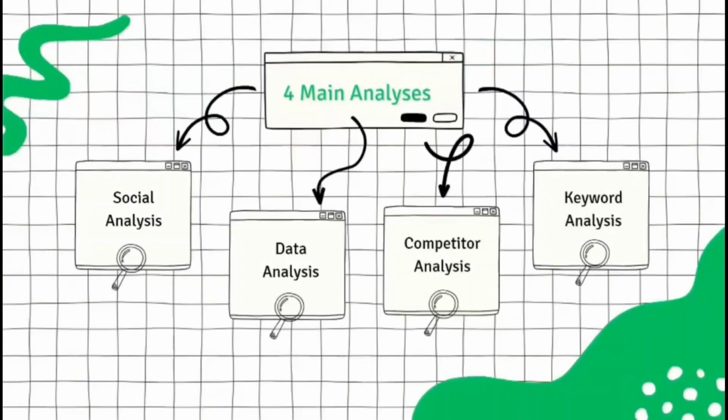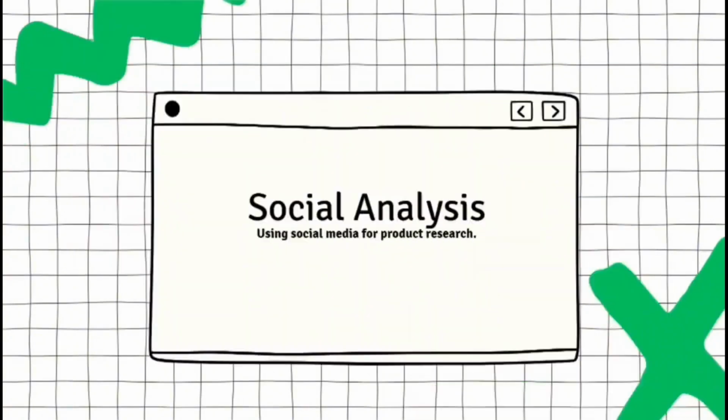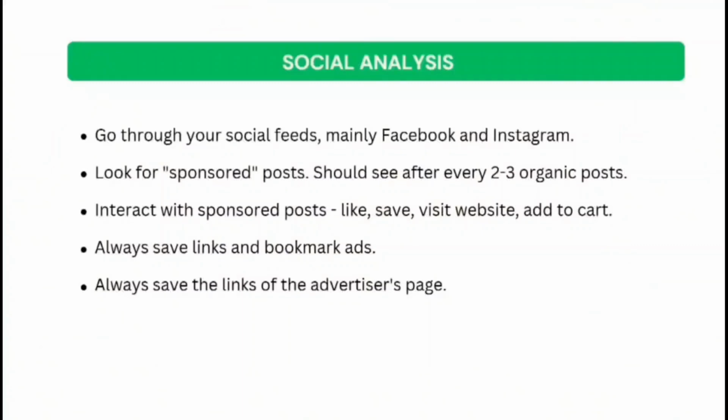So guys, now we'll look at four main types of analysis that will help you with product research. The first one is social analysis. For social analysis, you use social media like Instagram and Facebook. You can do product research from there, and if I tell you a simple way to do this, you should save the sponsored posts you see on your Facebook and Instagram feeds. By doing this, Instagram will start showing you more of such posts. You can then check which products are appearing most frequently in your feed and which ones are trending.